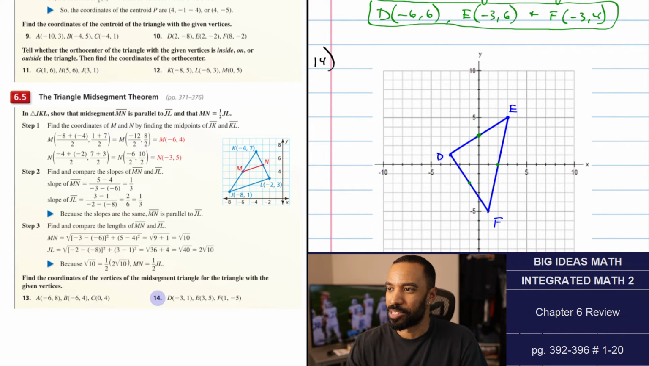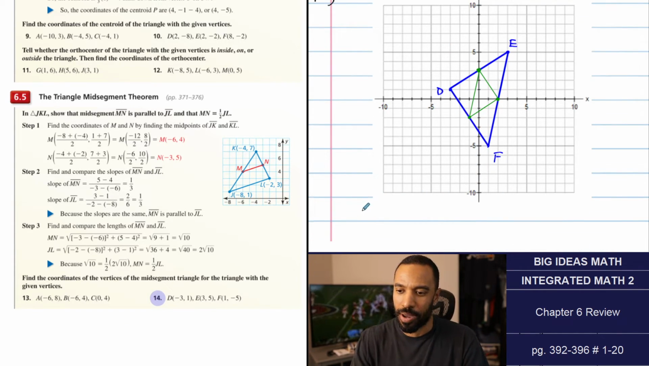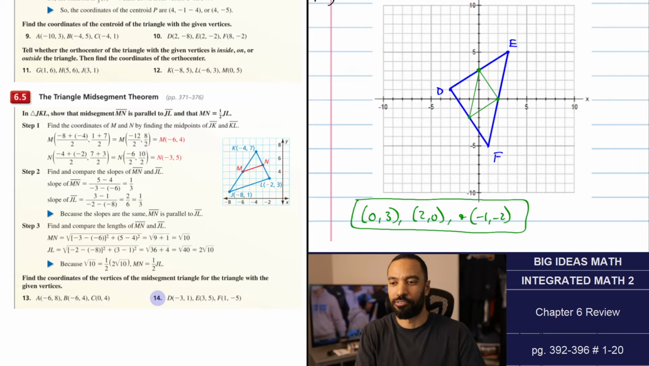And if I want to draw that midsegment triangle, it will look like that. But the midpoints are all that matter. And you can tell looks like you have some parallel bits and also half those lengths. So this time I'm just going to write the points themselves. I got 0, 3, 2, 0, and negative 1, negative 2. Great, that is number 14.